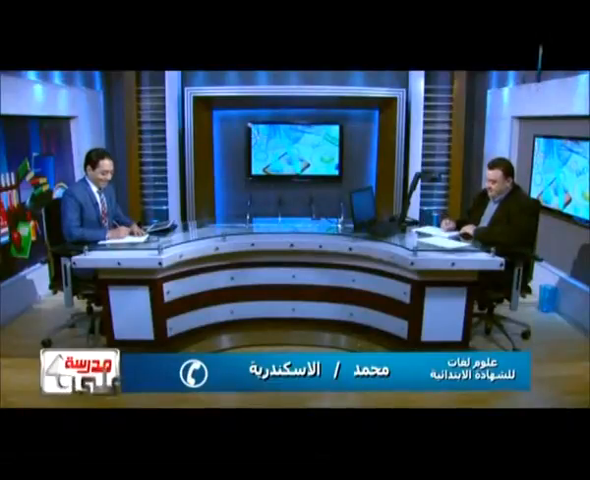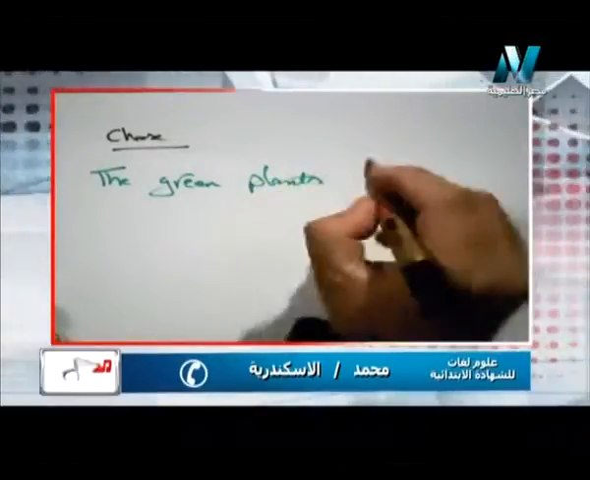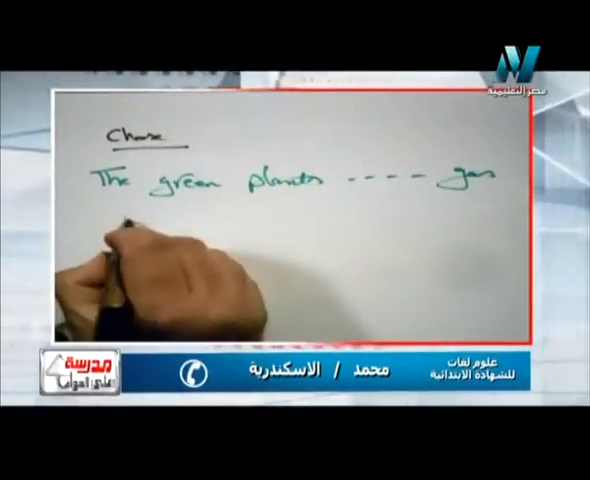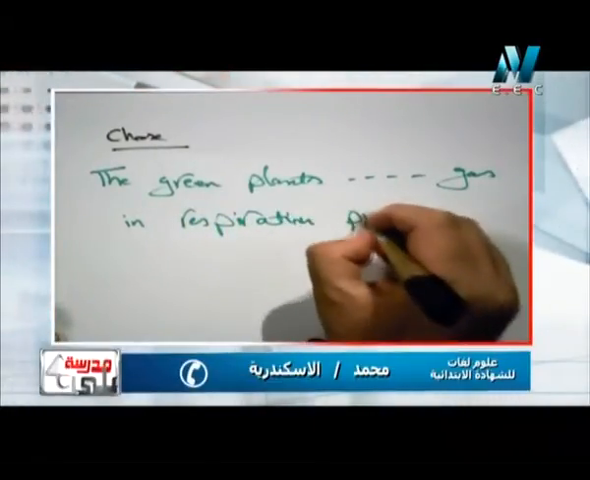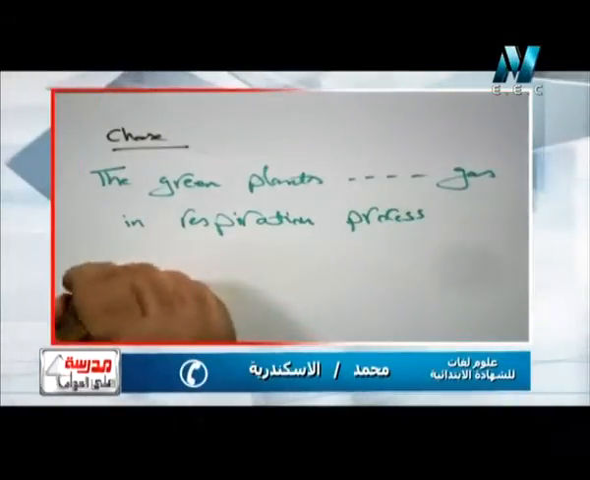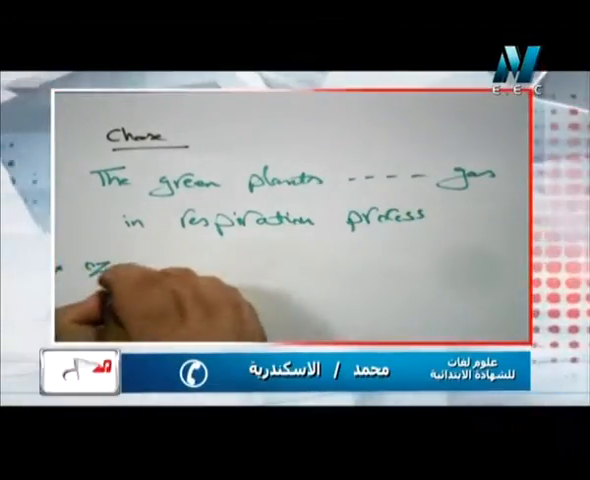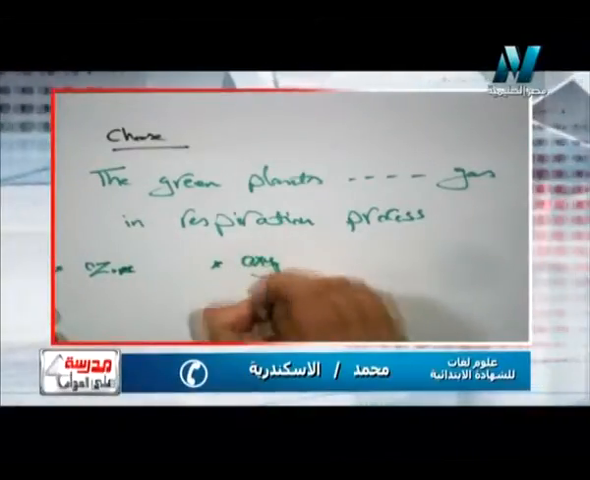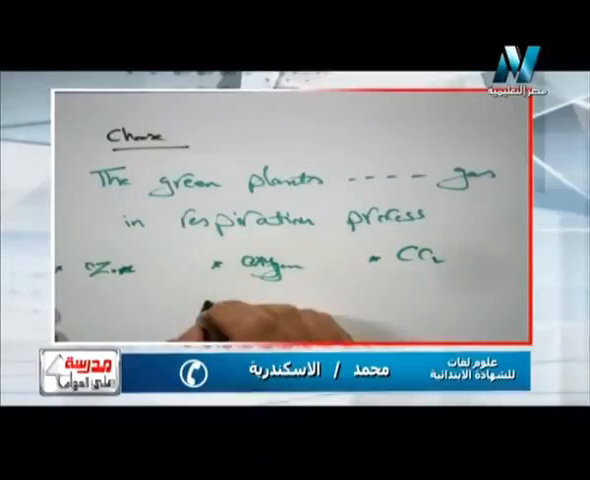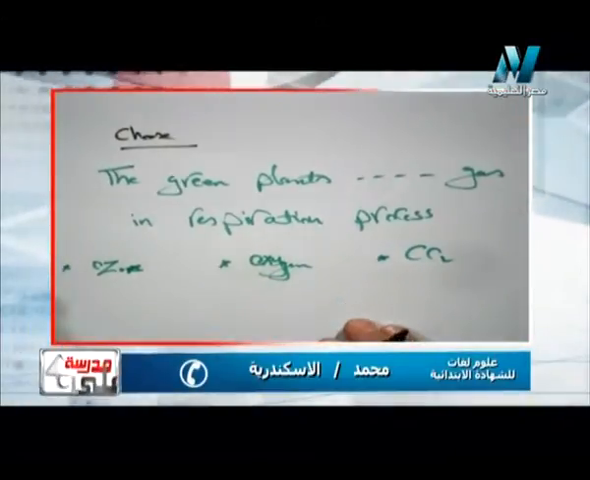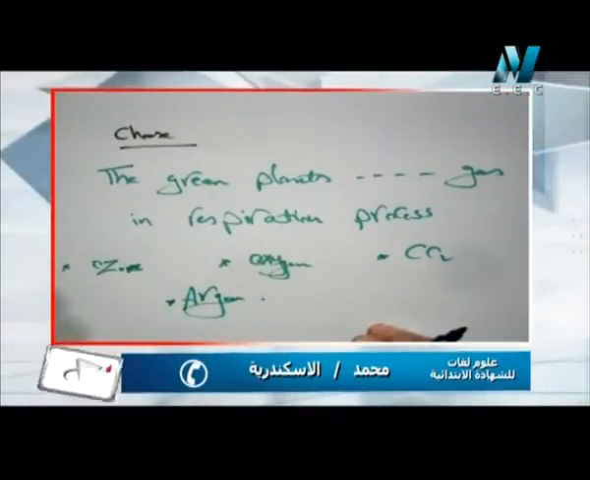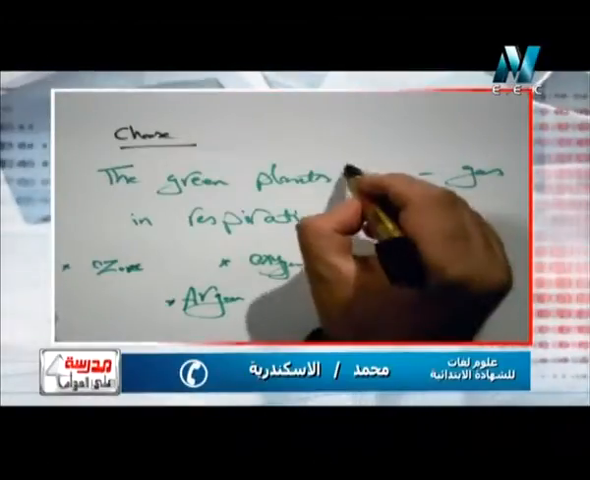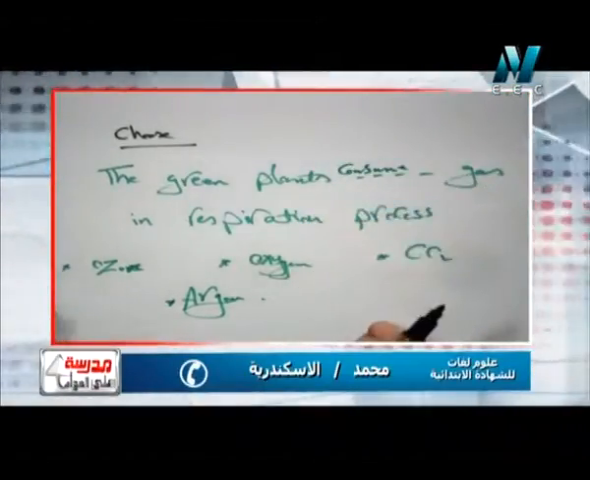The green plants consume what gas in the respiration process? The options are ozone, argon, carbon dioxide, oxygen. Okay, Muhammad, your question says that the green plants consume which gas in the respiration process. That's right, Muhammad?